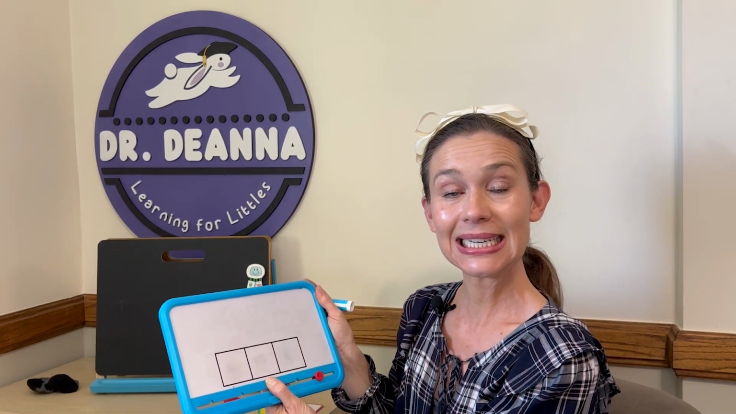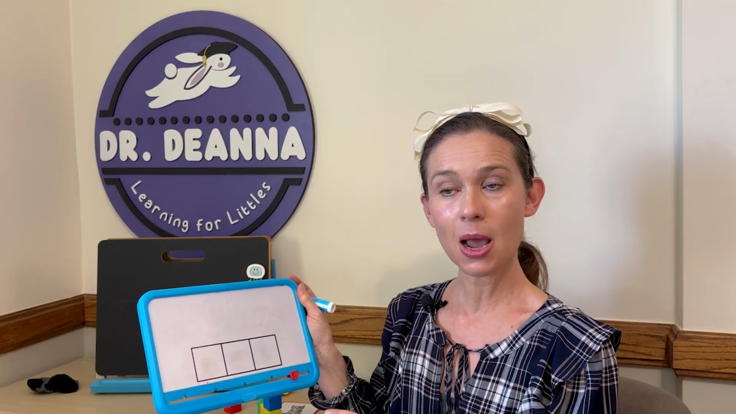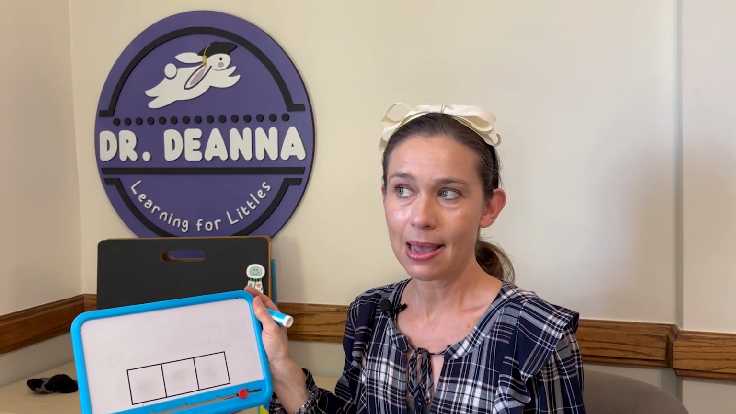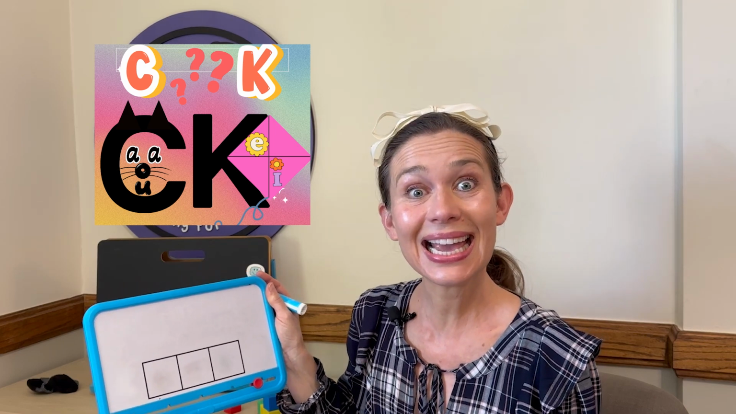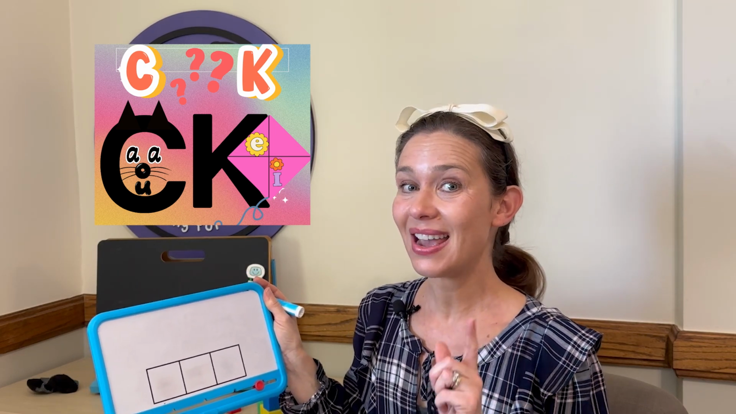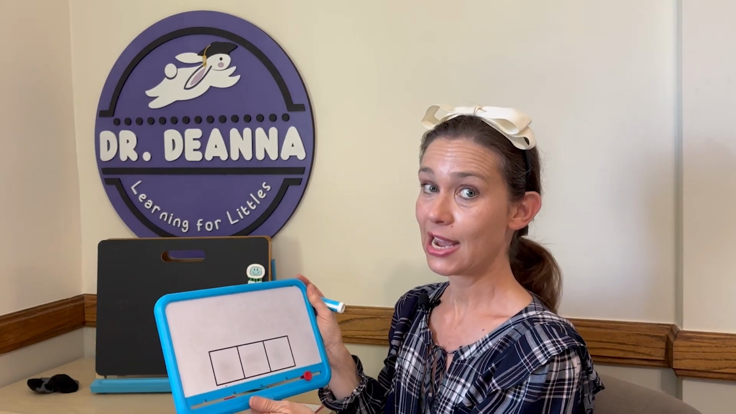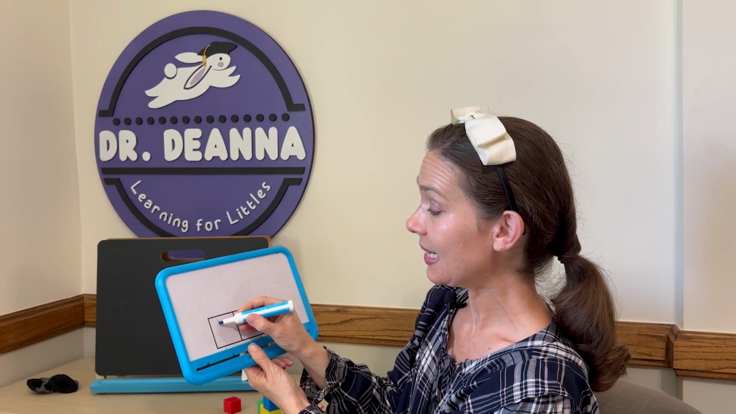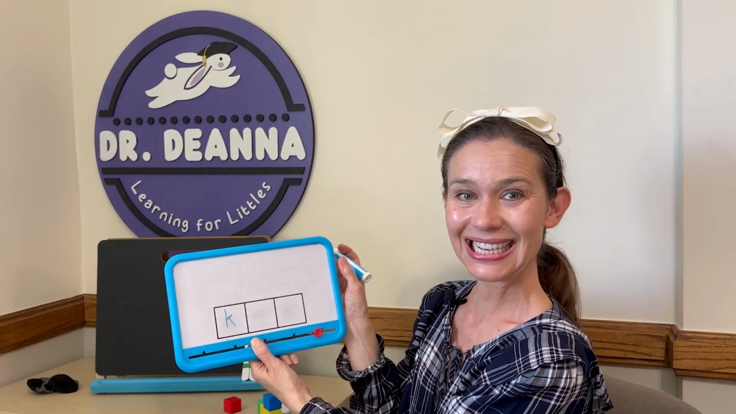My next word is kitten. Kitten. Did you hear the k at the beginning? I wonder if that's going to be a C or a K. I need to listen to my vowel sound. I know the I goes with the letter K when I hear the K sound at the beginning. So I'm going to write a K in the first box for kitten.